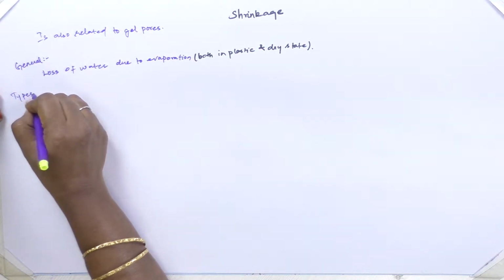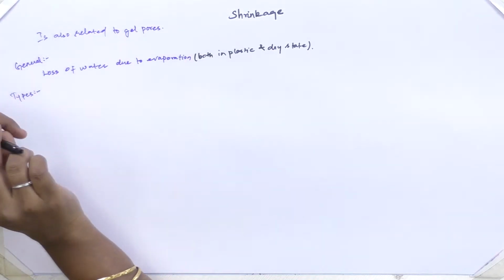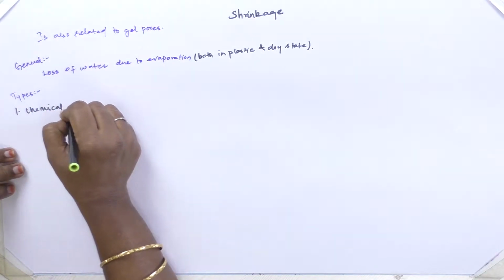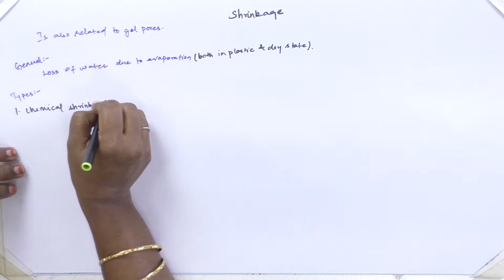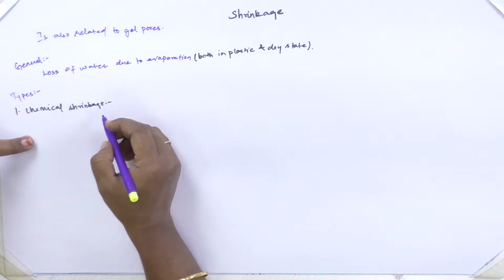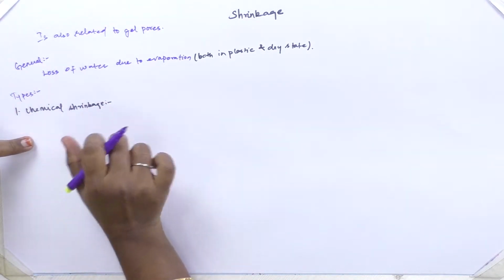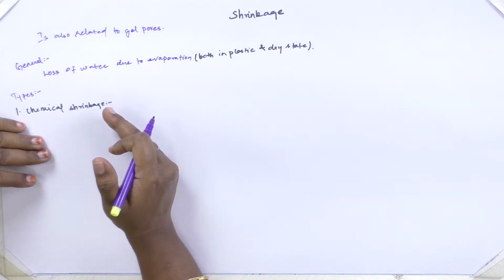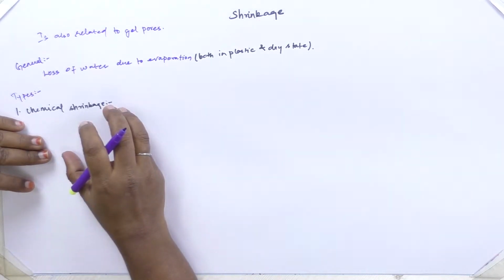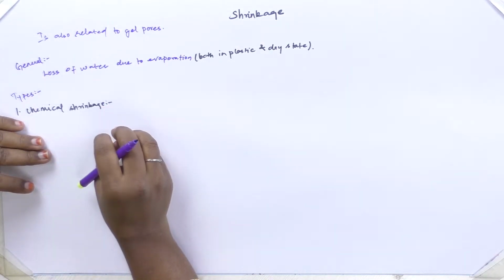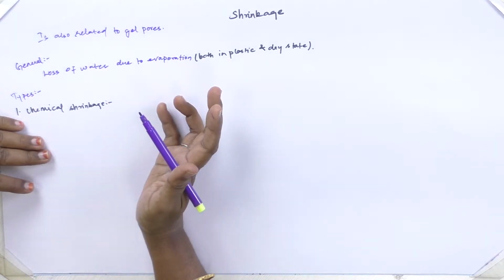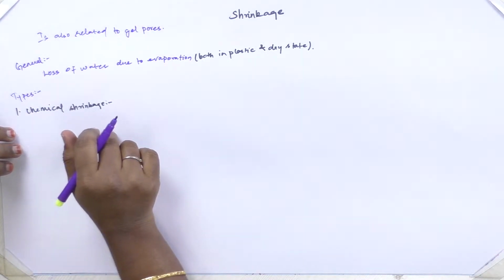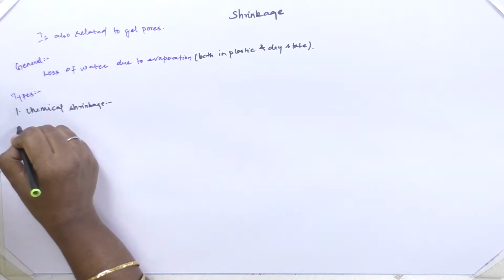Let's discuss the types of shrinkage. Chemical shrinkage. This chemical shrinkage occurs during the hydration reaction, since at the initial stage of the hydration reaction, the volume of hydrated cement will be less when compared to that of the unhydrated portion, and there comes this chemical shrinkage.